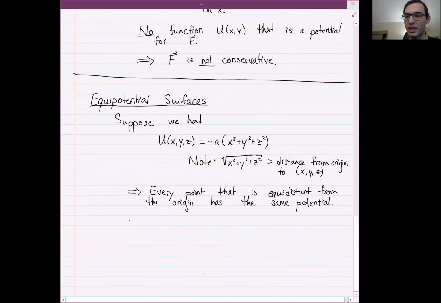So what does that imply then? That would be rho. So that implies that points with equal potential energy, like if you have two points with equal potential energies to each other, points with equal potential energy must lie on the surface of a sphere.